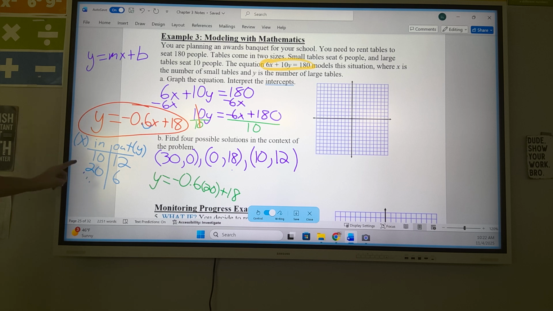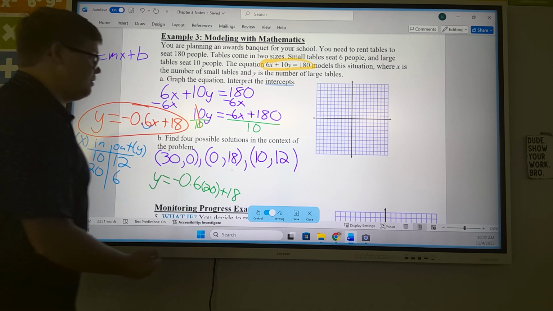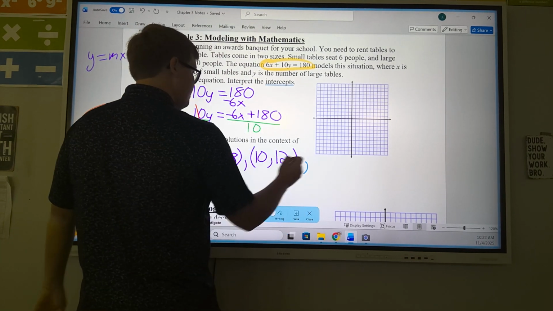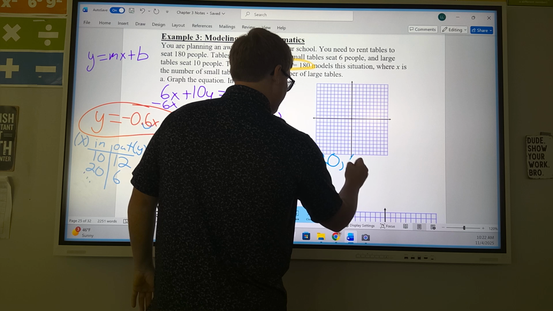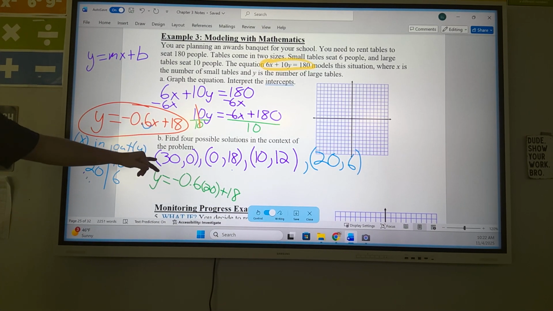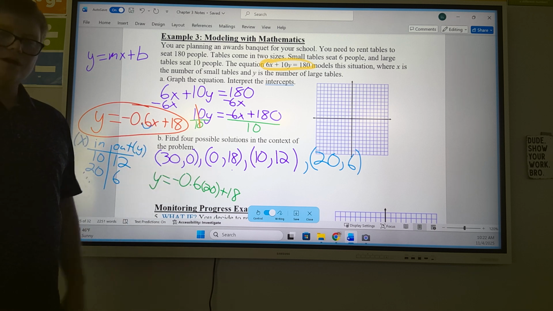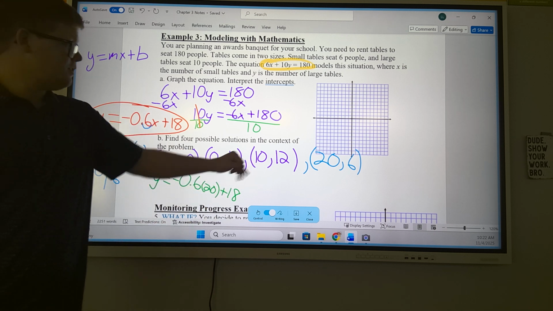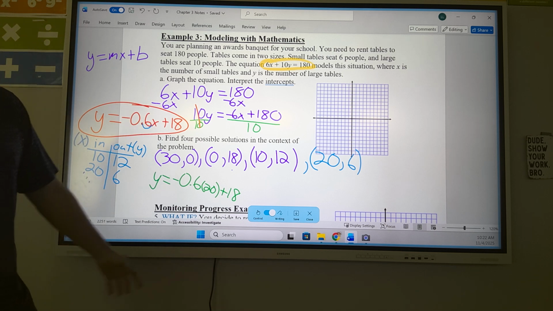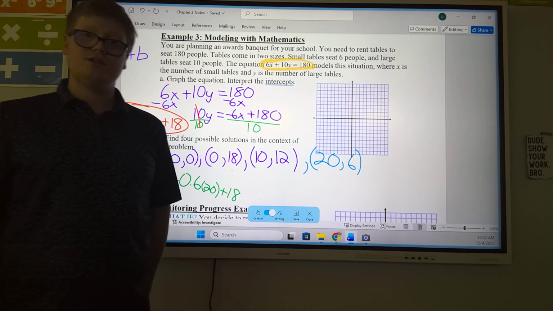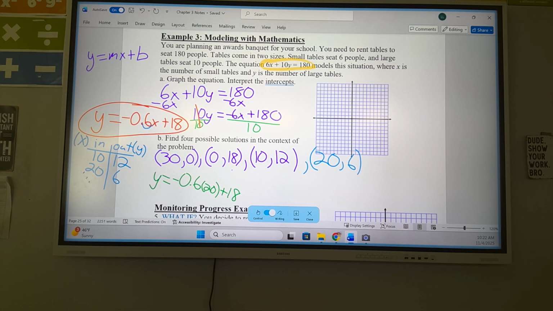So we know we can have 20 small tables and 6 large tables. So that's going to be our fourth solution. So those are our 4 solutions. We can have 30 small tables, 0 large tables, 0 small tables, 18 large tables, 10 small tables and 12 large tables, or even 20 small tables and 6 large tables. Those are the 4 solutions that we can possibly find. Again, we can probably find a few more than that, right? Of course, if you have any questions, please email me or ask me in class. That's probably the toughest part of this entire lesson.